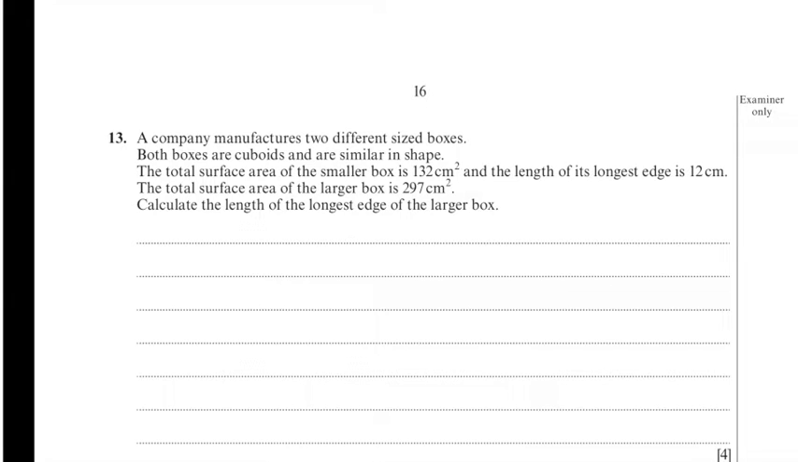Okay then, in this question it says a company manufactures two different sized boxes. Both boxes are cuboids and are a similar shape. The total surface area of the smaller box is 132 centimeters squared and the length of the longest edge is 12 centimeters. The total surface area of the larger box is 297 centimeters squared. Calculate the length of the longest edge of the larger box.